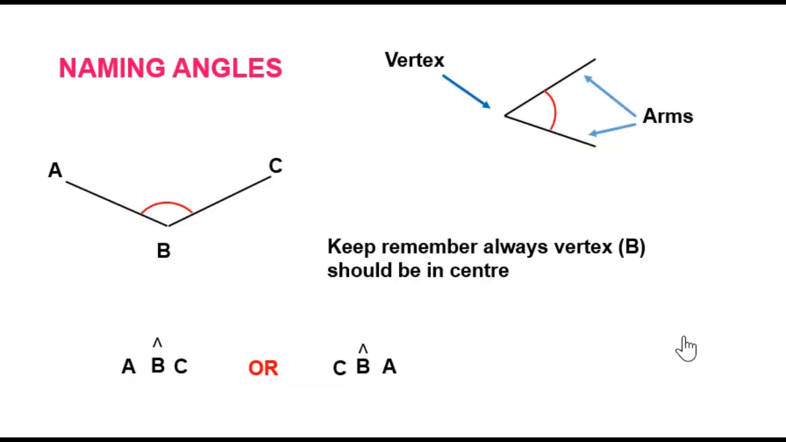Naming angles. Now you can see this picture, the upper picture. This is called the vertex, and there are two arms. This is the angle. Now, how do we name angles? We start from point A, B, C. The vertex should be in the center. You write A, B, C, or from this side also you can write C, B, A.